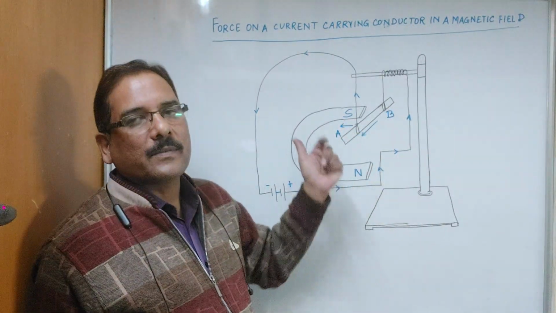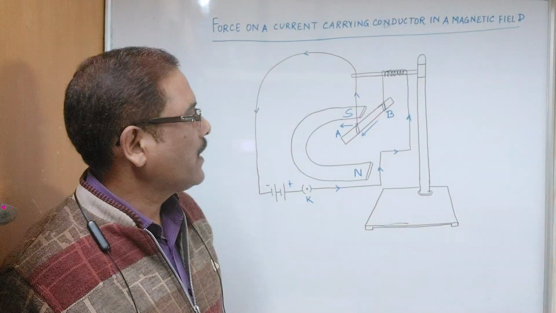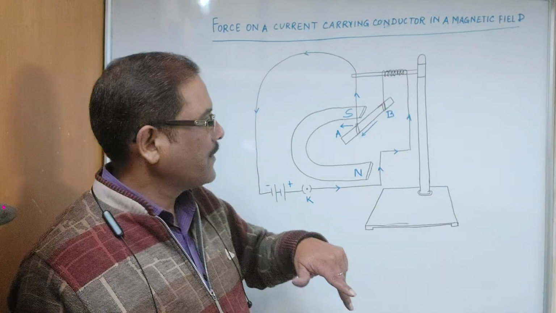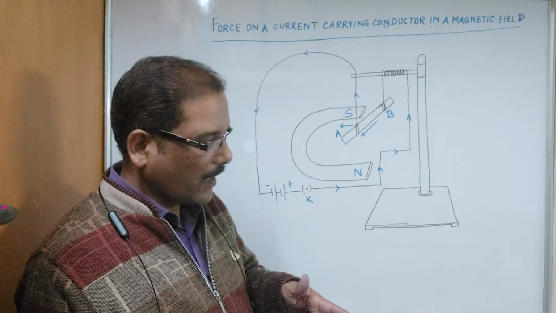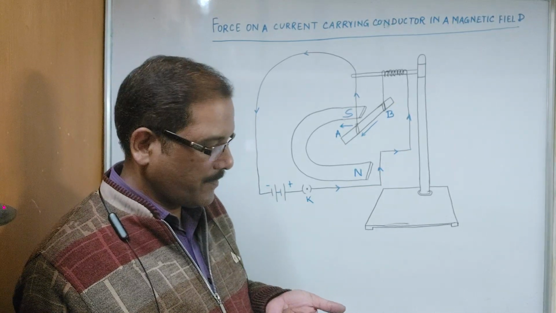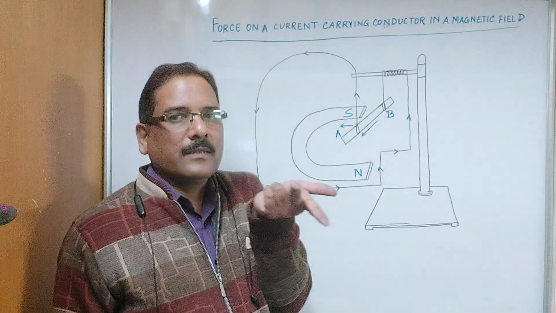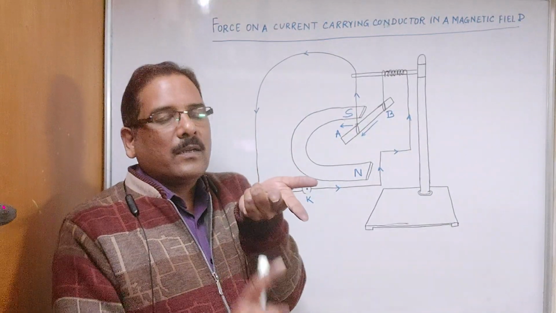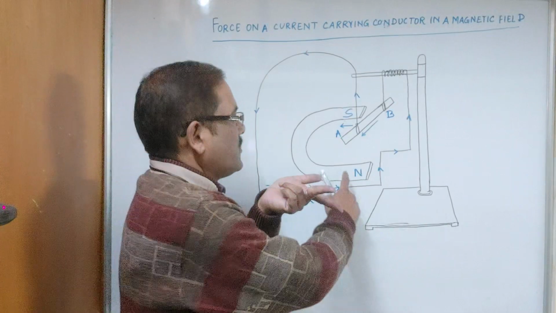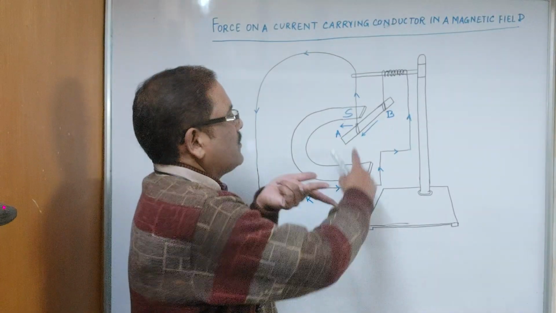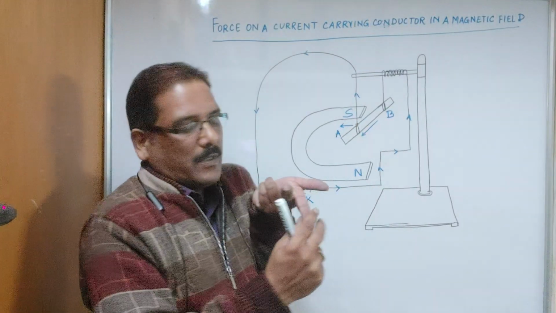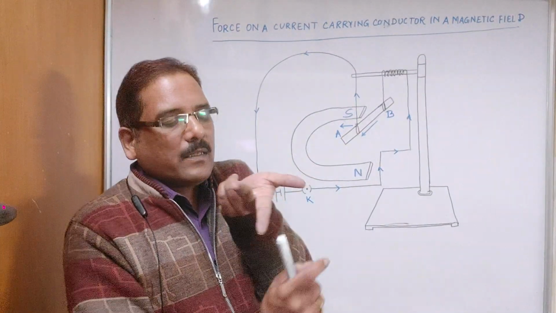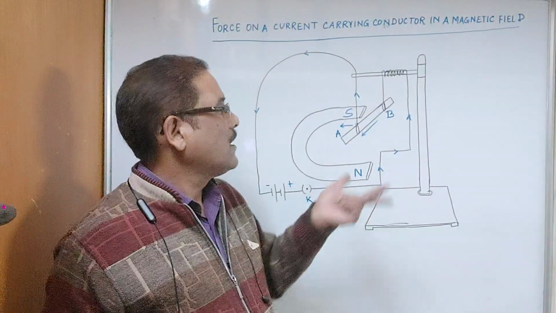So the rod will experience a force in the left direction. And if you change the direction of magnetic field, suppose I make this pole south and north upwards, so the magnetic field is from north to south in the downward direction. So the thumb is towards the right.